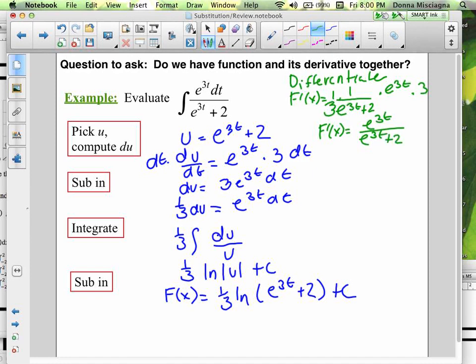So there we go. Notice that's exactly what we have as the integrand. So we can always check our work and make sure that what we have is correct. The function whose derivative is e to the 3t dt over e to the 3t plus 2 is 1/3 natural log e to the 3t plus 2 plus c, because the constant would be lost by differentiating.